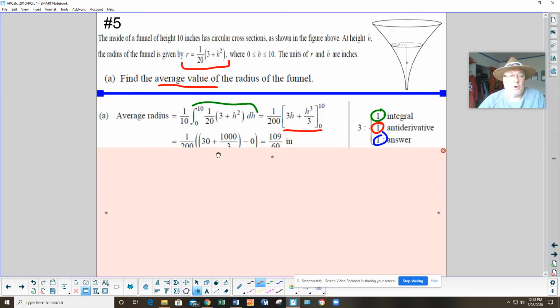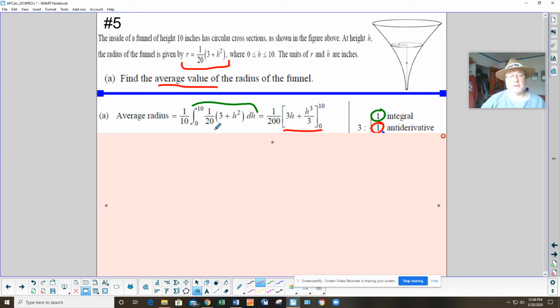equation. So average value is 1 over b minus a times the integral from a to b of the function, and the function is right here. So it's pretty simple to set up. The first point you get is for the integral, that's the green point here, and it says integral, so not integrand, so you actually need the 0 to 10, and you need this entire function here. If you left off the 1/10, they would give it to you in terms of this first point, but everything else needs to be here for your green point.